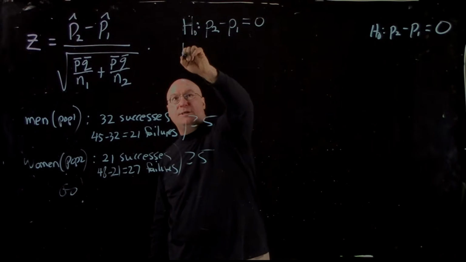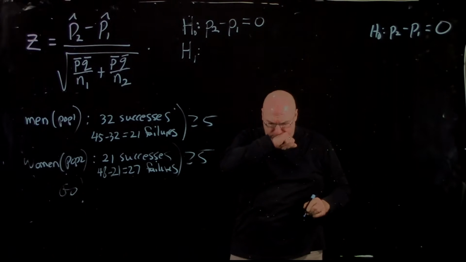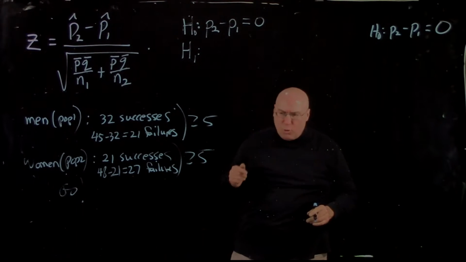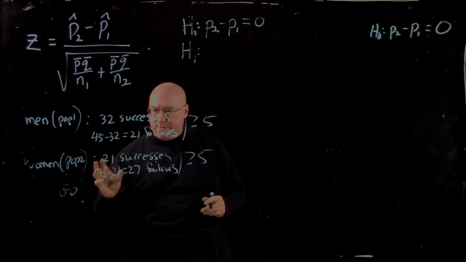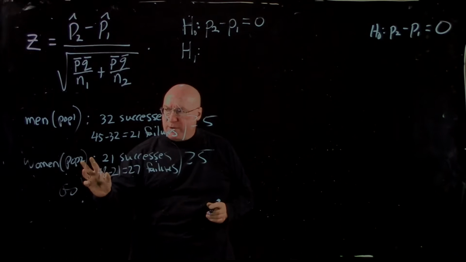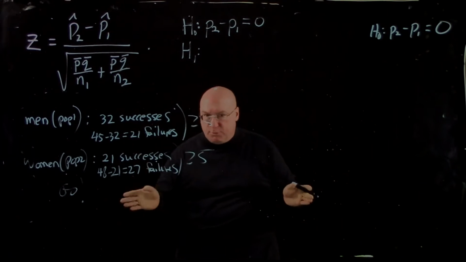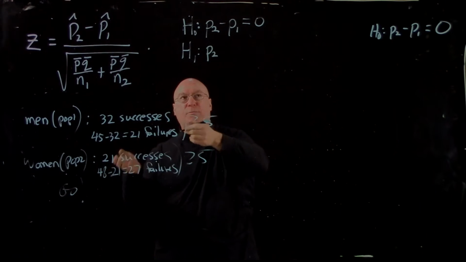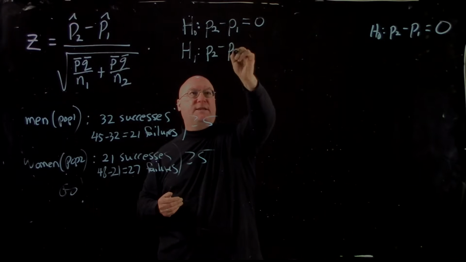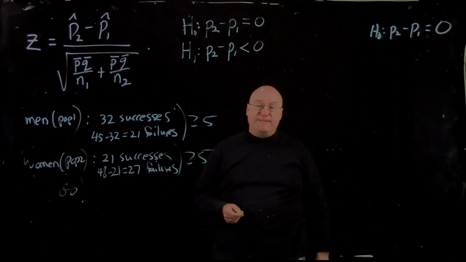What's the alternative hypothesis? We're testing that we think it's more popular with men than with women. So we think the proportion for women will be lower than the proportion for men, so we expect that P2 minus P1 will be less than 0. So it's a left-tailed test, right?